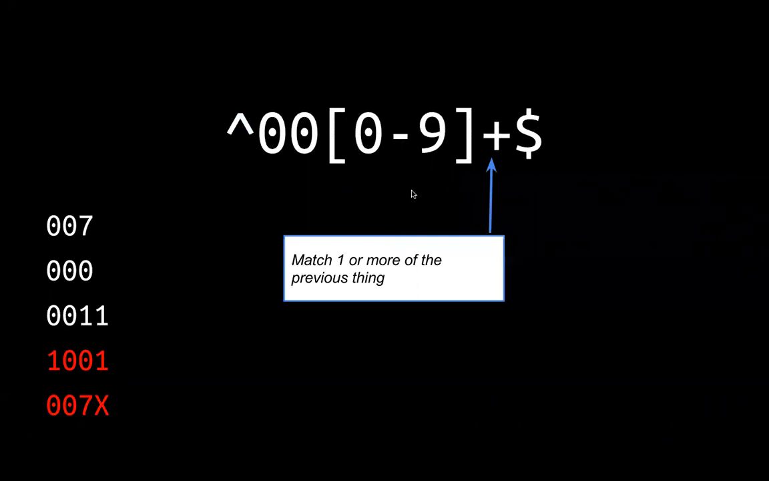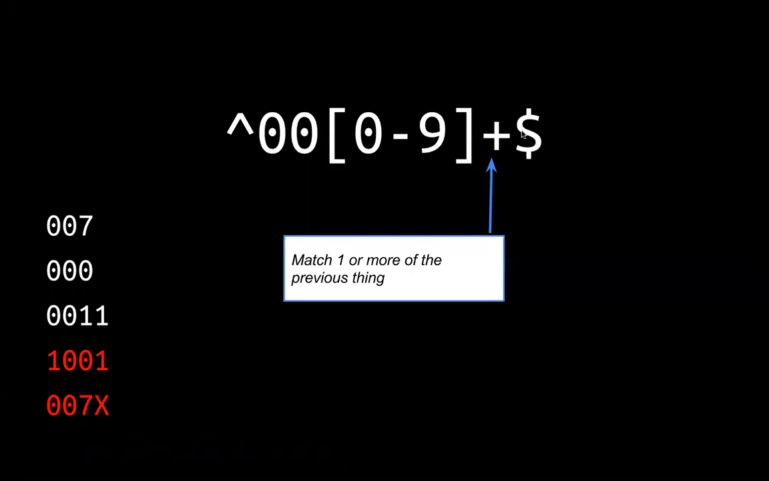Then the last piece of this regular expression is a plus sign. A plus sign means that your expression can match one or more of the previous thing. So you put a plus after something to say that I want to match one or more of that thing. The thing that our plus sign comes directly after is this character class that we just talked about. So what our regular expression is saying is that we're going to match strings that start with 2 zeros, followed by any number between 0 and 9, one or more times, followed by the end of the string.